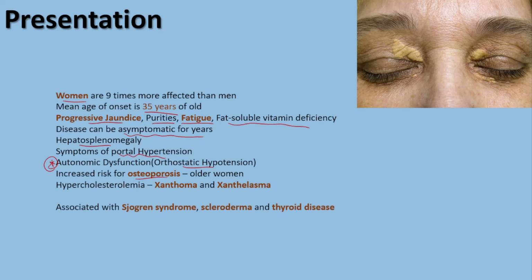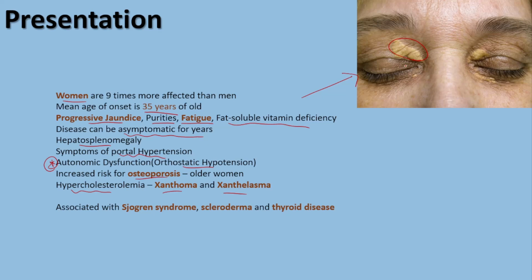Another manifestation is hypercholesterolemia. So we talked about the fact that cholesterol is going to leak from bile to the blood. So the cholesterol of this group of patients is going to be elevated. And the first clinical sign is xanthoma and xanthelasma. You can see it here in this picture, a white plaque that is around the eye.